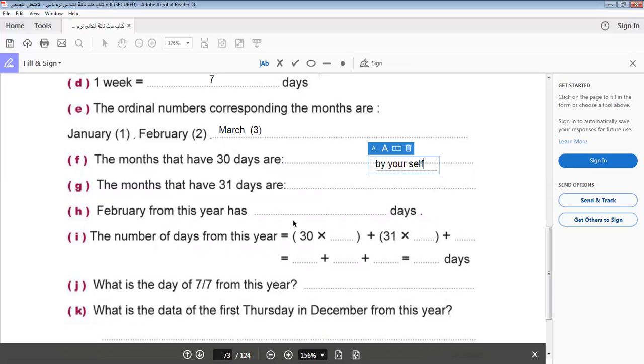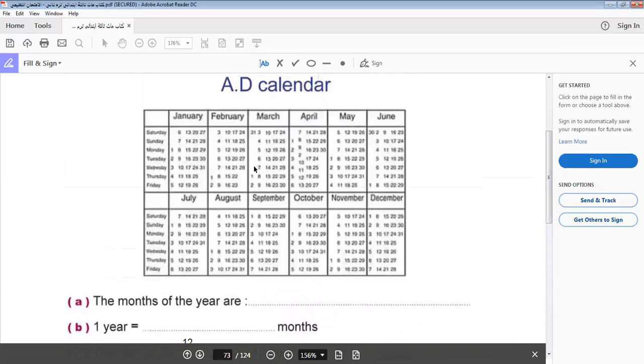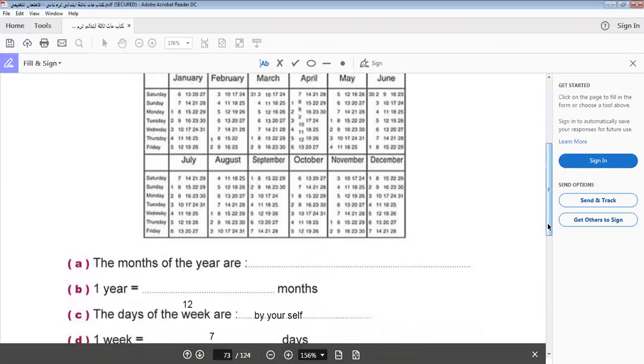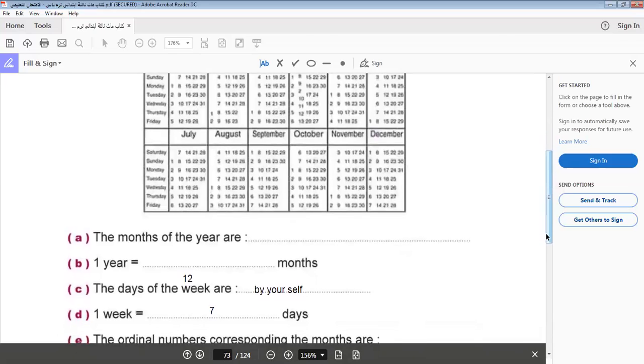February from this year has how many days? Look at this. It is 28, 29, I think. I can't read it. It is 29. Okay.